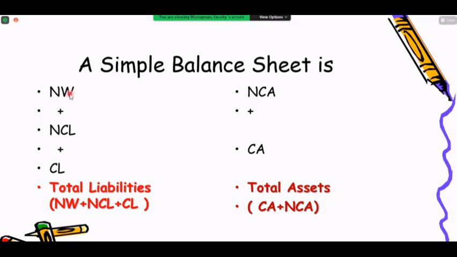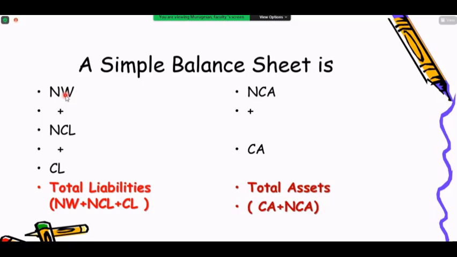So the simplest balance sheet is: total liabilities, or net worth plus NCL plus CL, is equal to CA plus NCA. This is the asset side, this is the liability side. Sometimes they will ask the question, how do you calculate net worth? Net worth is equal to total assets minus external liabilities. Here, even net worth is also a liability, liable to the own promoters. Okay? Because the business entity is different from the individuals.